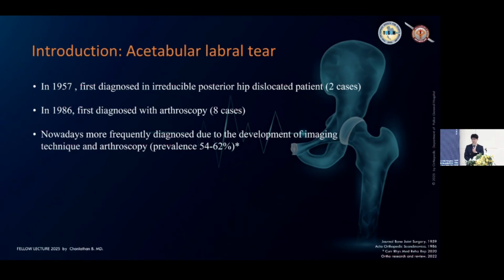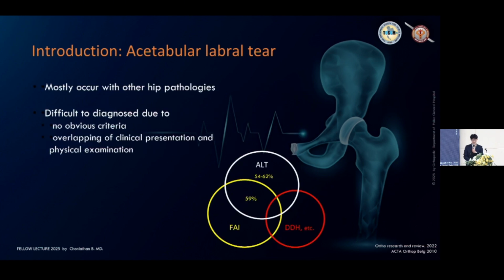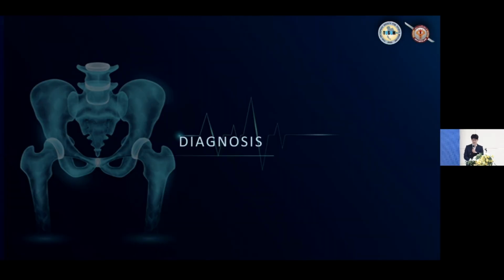So ALT was first diagnosed in 1957 in an irreducible posterior hip dislocation patient, and then was first diagnosed with arthroscopy in 1986. Nowadays, we get more frequent diagnoses because of better imaging and arthroscopy techniques, so came the higher prevalence. ALT is quite hard to diagnose due to overlapping signs and symptoms, or even some other hip conditions. History taking and physical examination play an important role in identifying concomitant hip pathology in our patient.